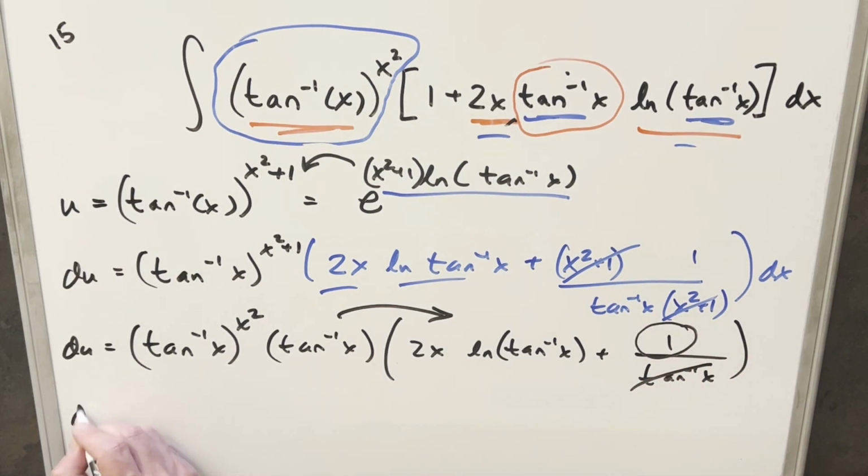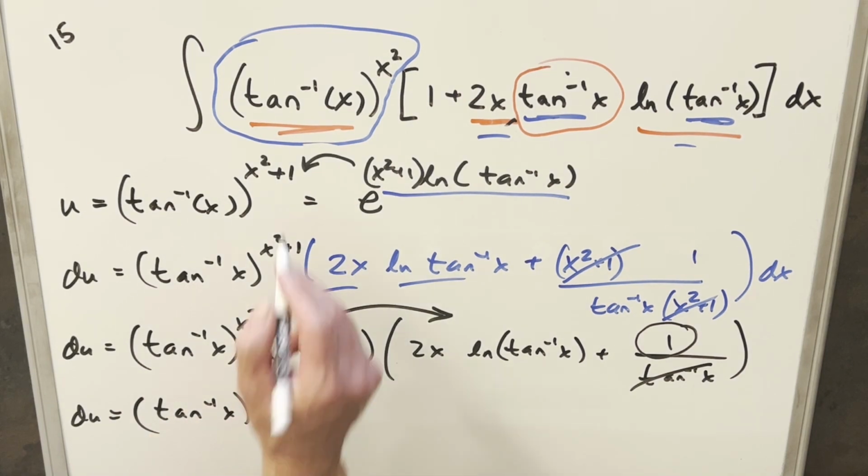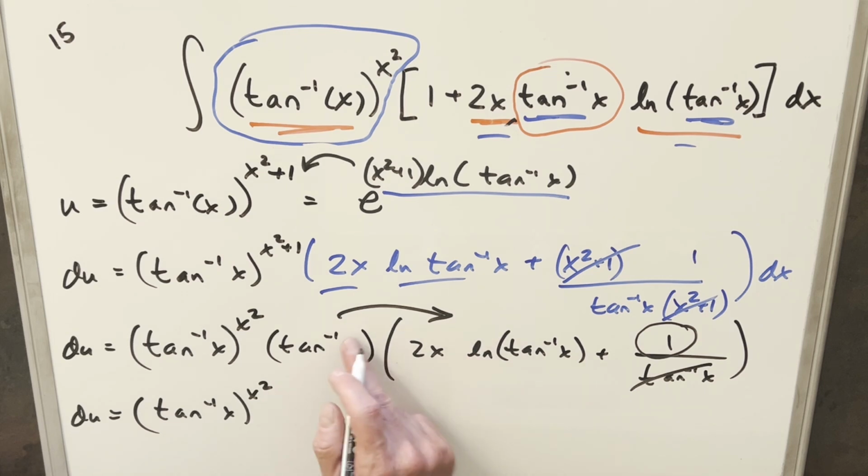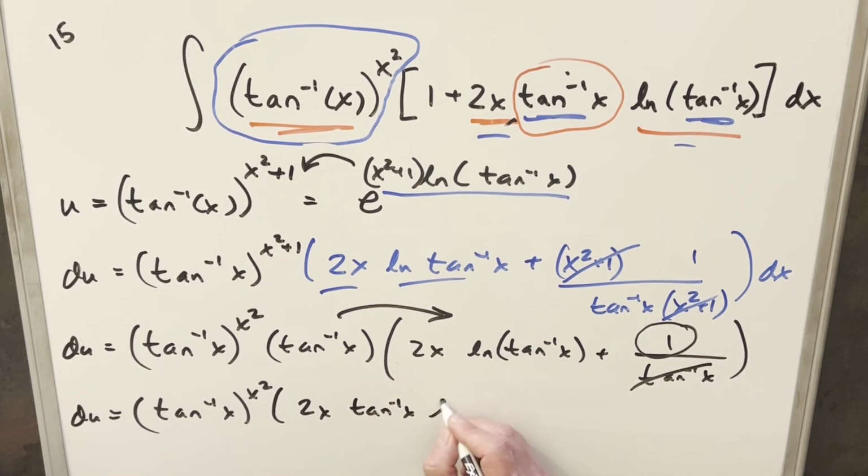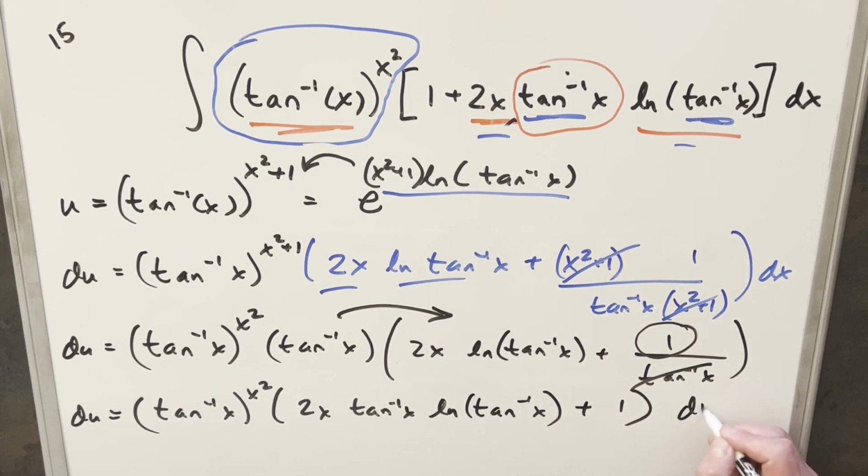So now let's clean it up and see what we have. So we have here in front the arctan of x to the x squared. That's a good match there. We distribute this into this first term. We end up with 2x arctan of x times, just changing the order a little bit, times natural log arctan x. And we already canceled this, so this just gives me a plus 1 right here. And we have our dx.